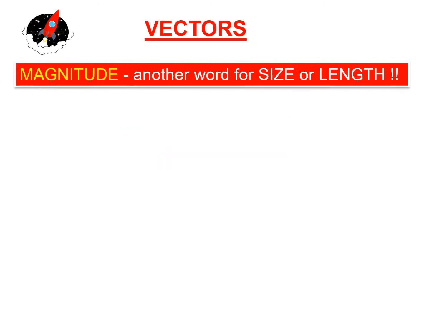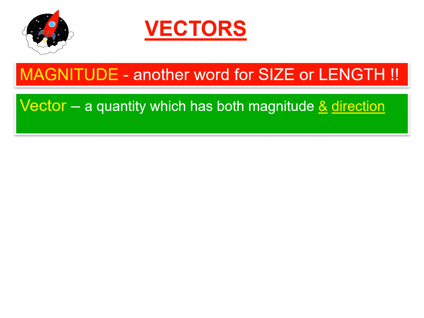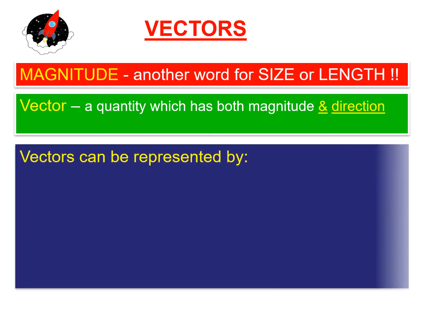Okay, so the first thing we looked at was magnitude, and we said that was just another word for size or length. What a vector actually was, so it's just something which has both a magnitude and direction.